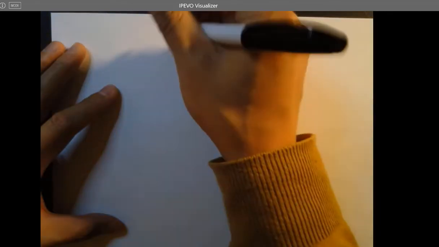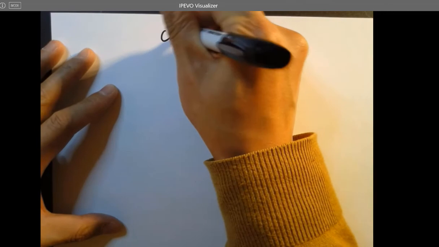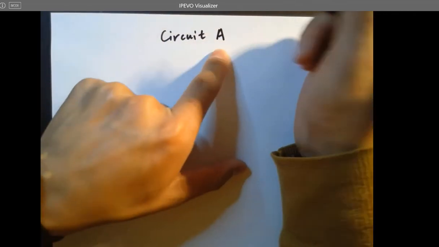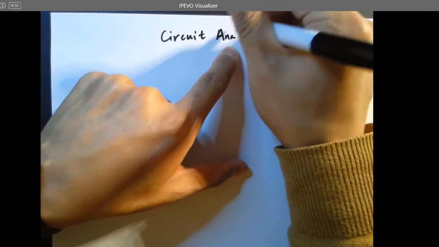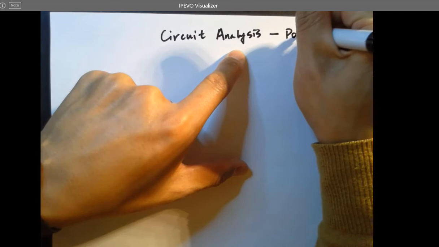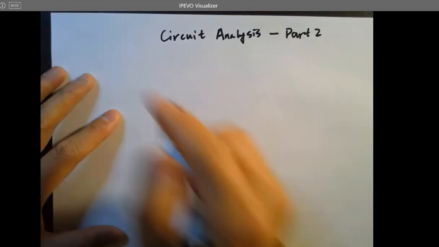But we're not going to calculate the inverse matrix by ourselves. We can use MATLAB to do this for us. So let's look at that example first. This is our circuit analysis lecture part 2. Here's an example.